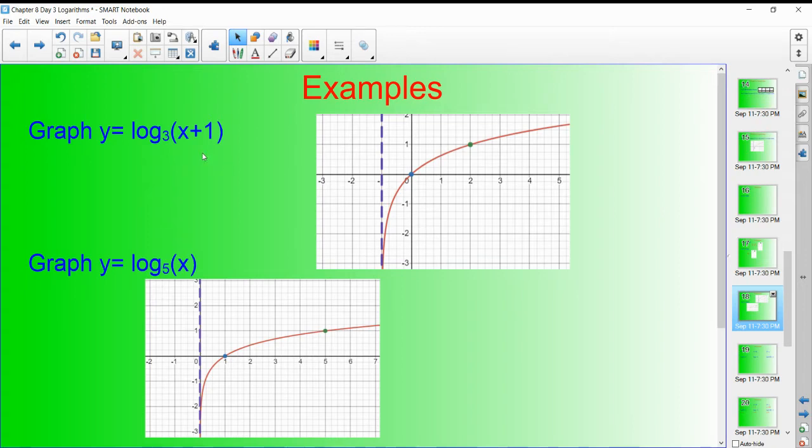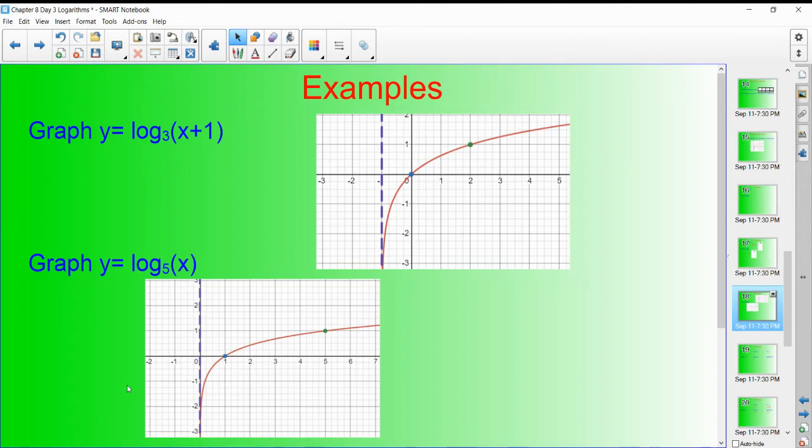This one, the +1 shifts it over left 1. So instead of our vertical asymptote being the y-axis, our vertical asymptote is left 1 unit. Still got some nice points. Okay, I plotted 2 points. I looked at the curve. I made the asymptote. That's a clear enough graph. I can do that.